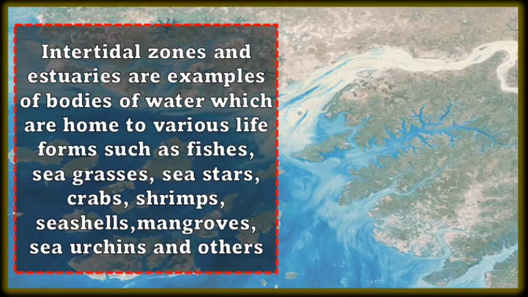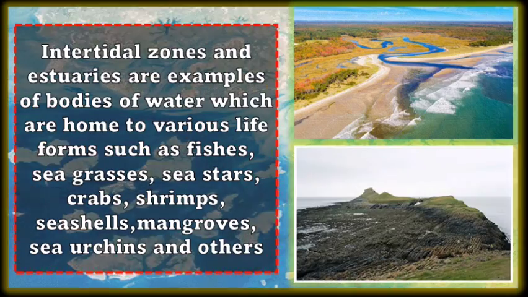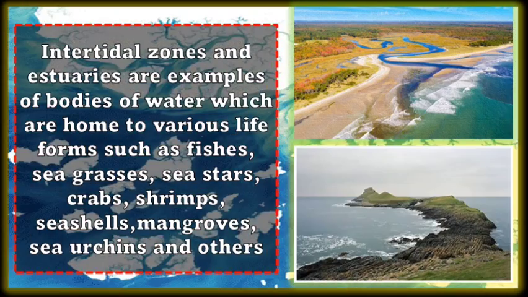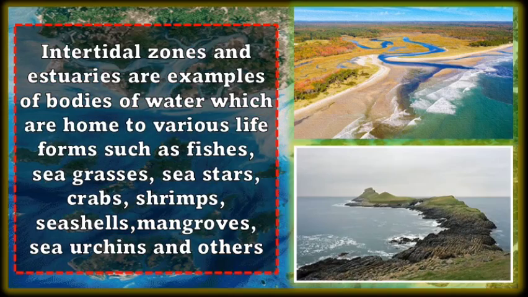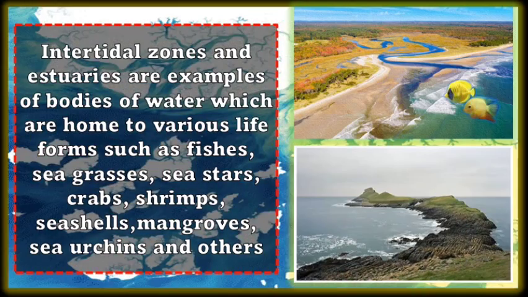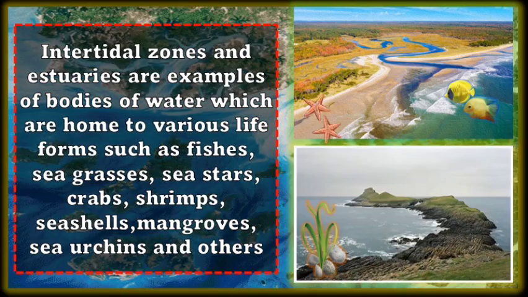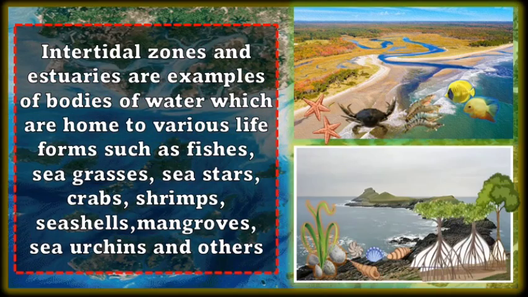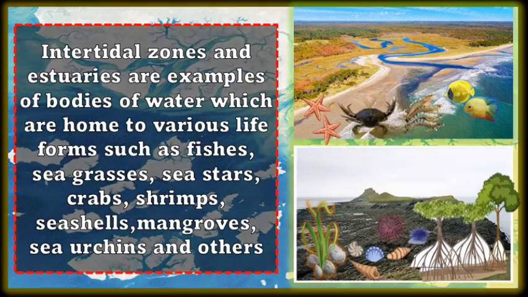Intertidal zones and estuaries are examples of bodies of water which are home to various life. What are these? Such as fishes, seagrasses, sea stars, crabs, shrimps, seashells, mangroves, sea urchins, and others.